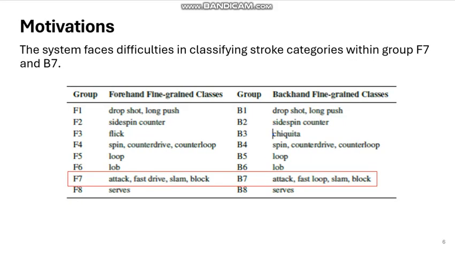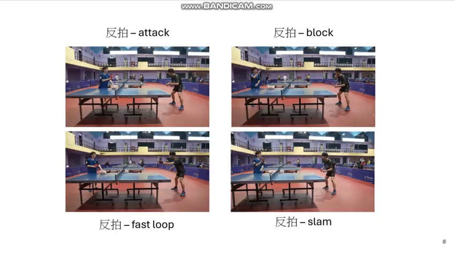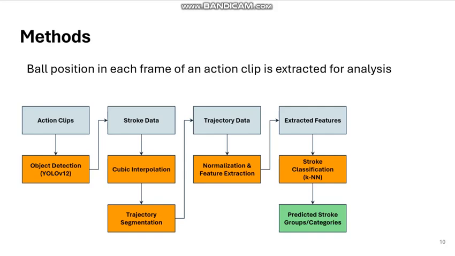But there's a limitation as the system faces difficulties in classifying stroke categories within group F7 and B7. As you can see before, the stroke actions within their groups are visually very similar. Motivated by this limitation, we want to see if ball trajectory can be used to improve the intragroup F7 and B7 classification. The proposed method uses the action clips generated by TactiPing.